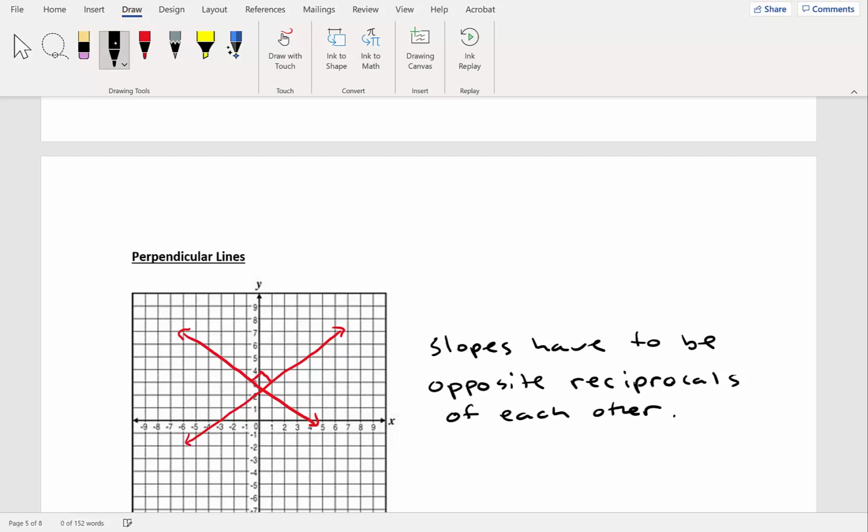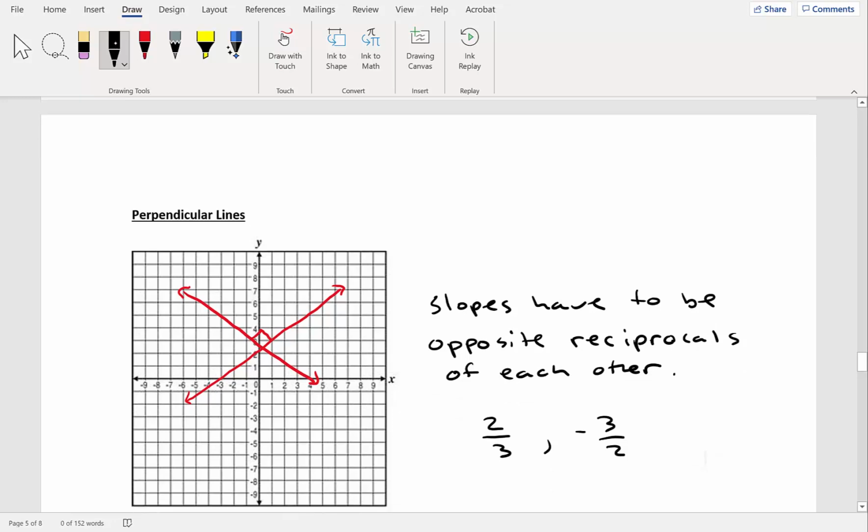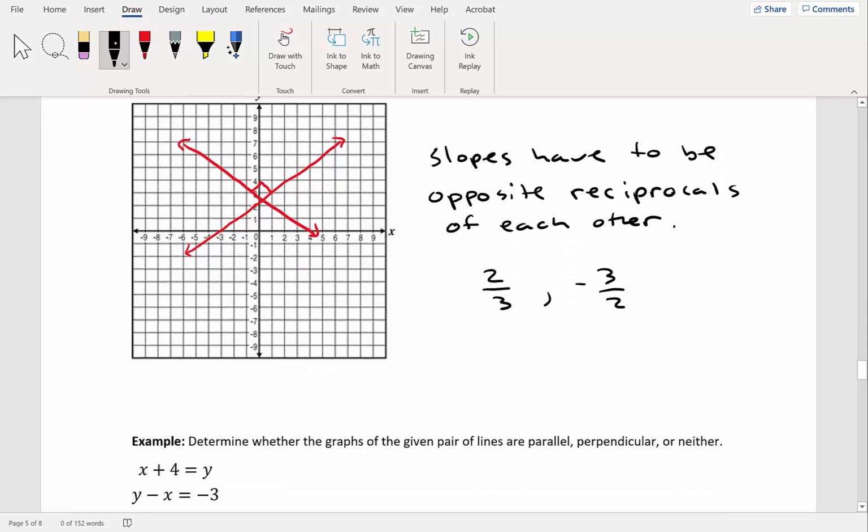Okay, so if two lines have slopes that are opposite reciprocals of each other, that means that these are perpendicular lines. So opposite reciprocal means, if one line had a slope of 2/3, the other line would have to have a slope of -3/2. That would make them opposite reciprocals.